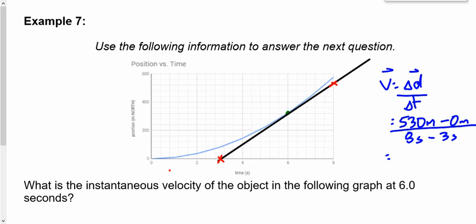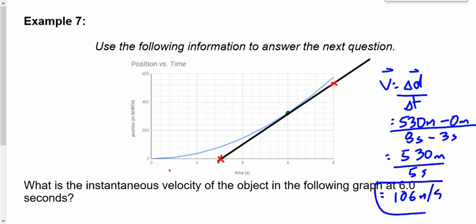So we're going to say 530 meters divided by 5 seconds. What is that going to be? 106 meters per second. That's pretty fast. Whatever that object is, it's moving at about 350 kilometers per hour. Does that make sense, guys?